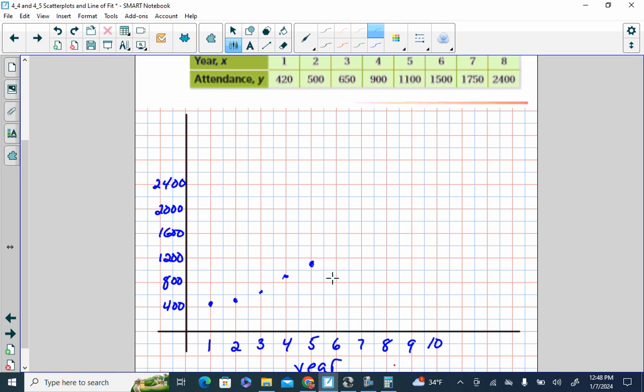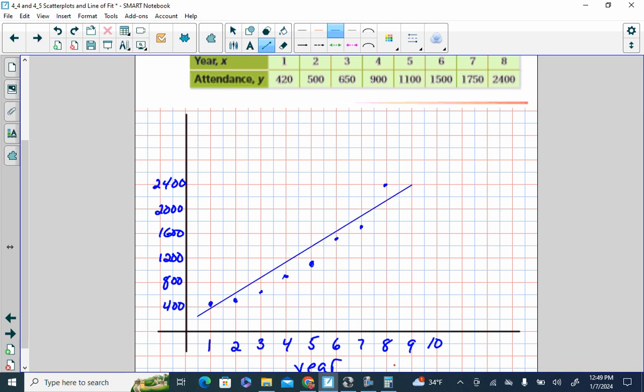We have 6 and 1,500. This is 6 and 1,400, so 1,500 is going to be there. 7 and 1,750. And then we have 8 and 2,400, which is going to be, wow, all the way up there. So we almost have a curve, and it's really increasing pretty quickly. But the data does generally rise from left to right.